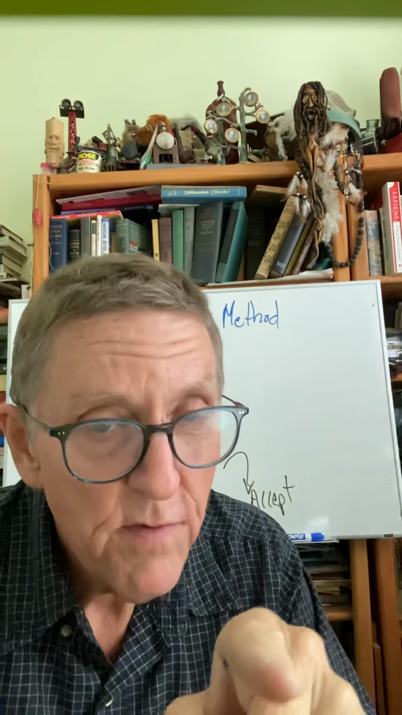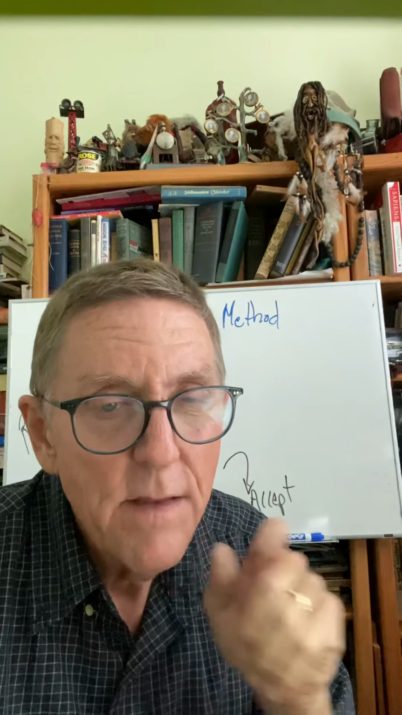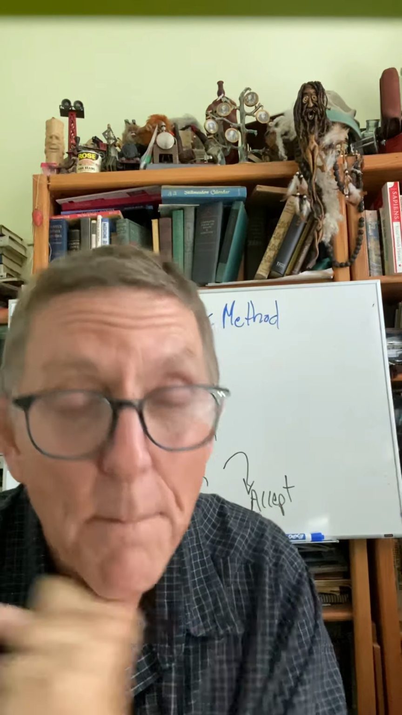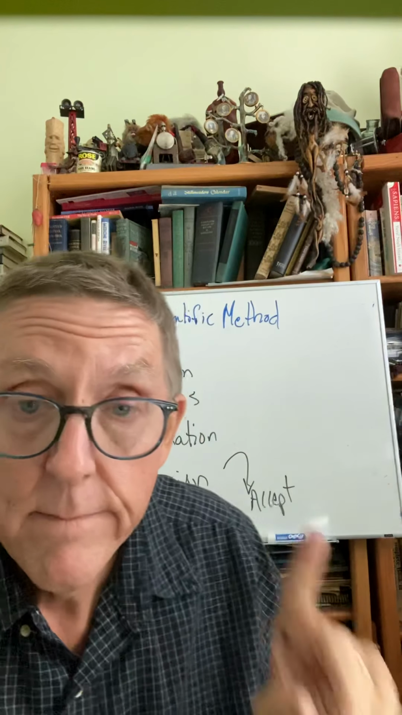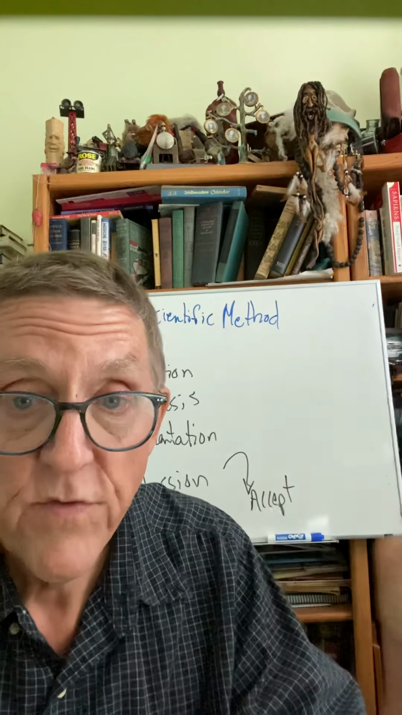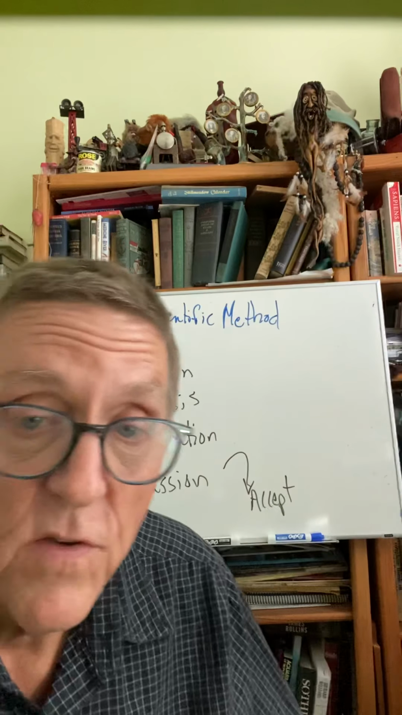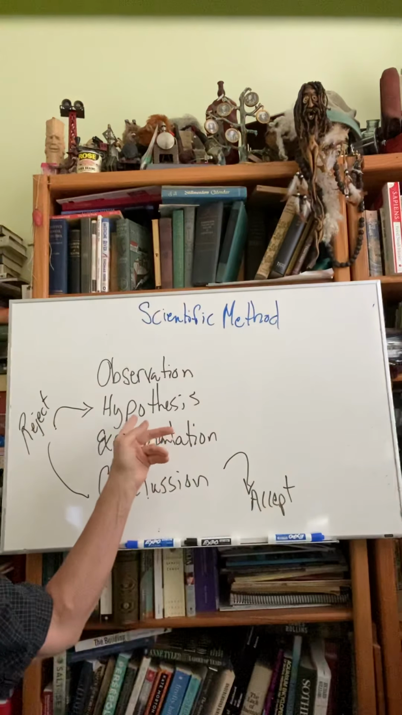So I made an observation, and I say, okay, I see an animal over there. It's got some whiskers, and it has some stripes on it. I bet it's a cat. Observation: whiskers and stripes. Hypothesis: I bet it's a cat.